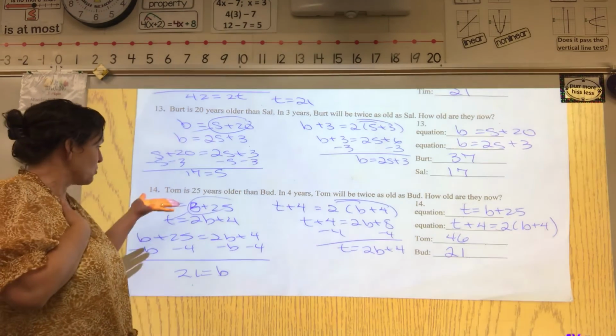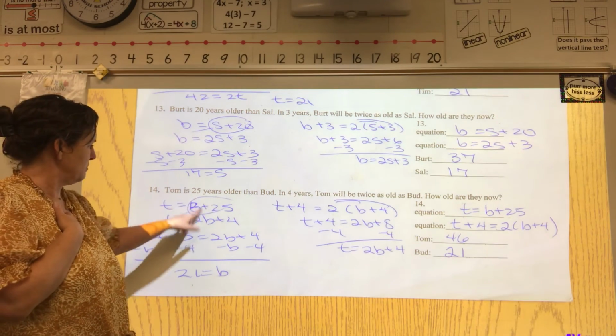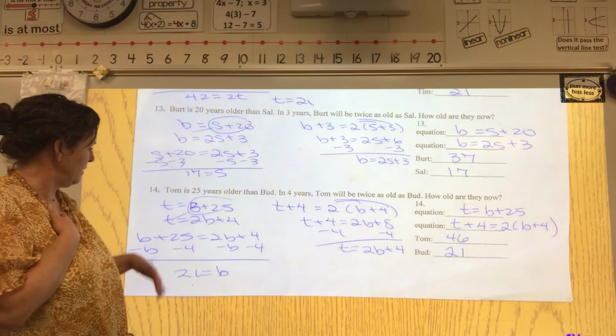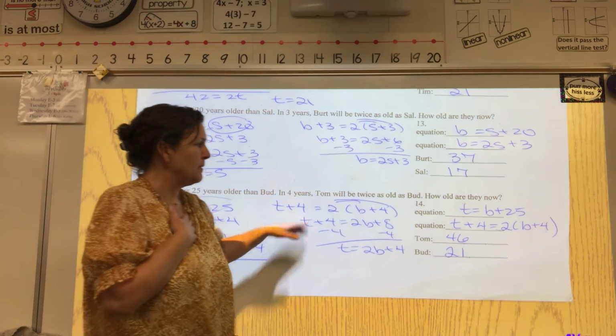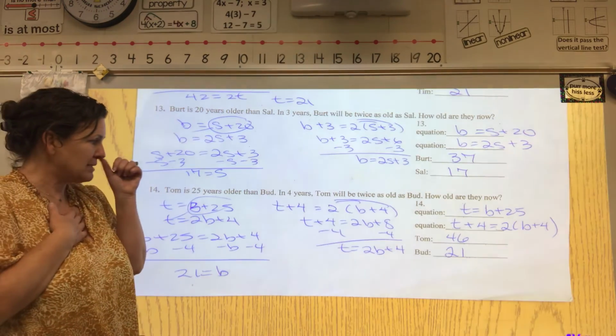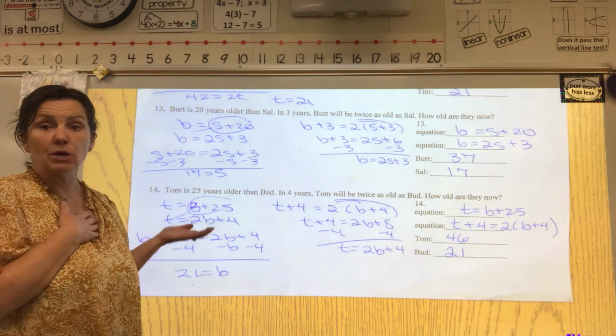Okay, next one. We got Tom, we got Bud. Here's our original. Miss Miller made an error there. That's a B, by the way, lowercase b. And then we have the second equation right yonder. And we have Tom is 46 and Bud is 21. So I hope this helps you see it.